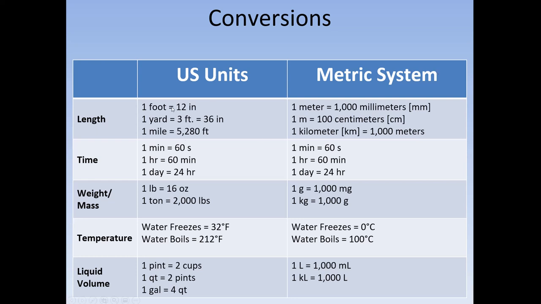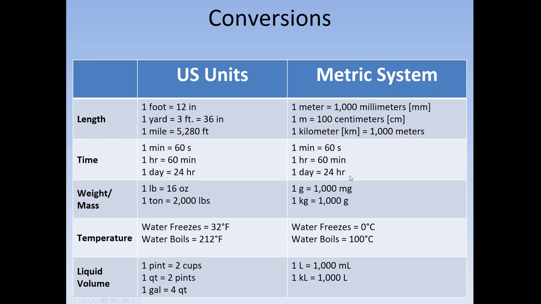1 foot is 12 inches, a yard is 3 feet, a pound is 16 ounces, a ton is 2,000 pounds. It makes no sense, and it's really hard to understand what's going on. But if you look over here and compare it to the metric system, it's always consistent. 1 meter is 1,000 millimeters, 1 gram is 1,000 milligrams, 1 liter is 1,000 milliliters, and you notice that it's always a factor of 10.